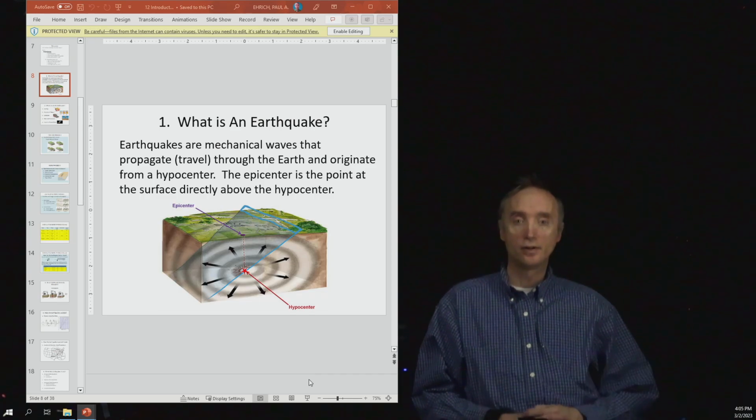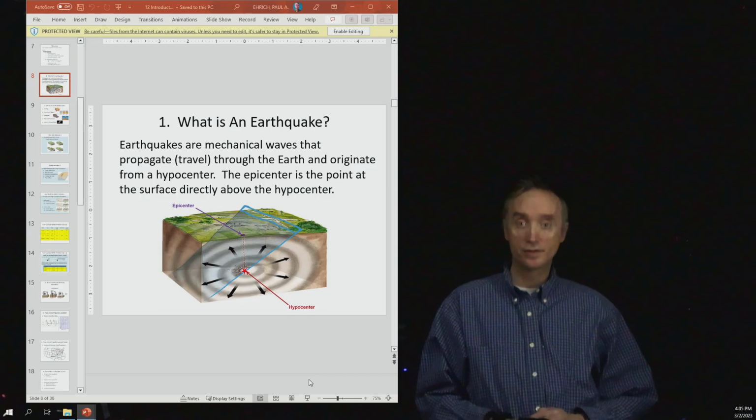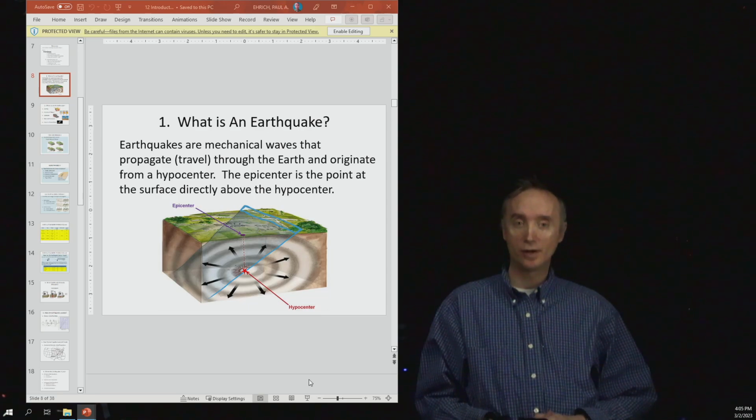Okay, so first of all, let's talk about what an earthquake is. Earthquakes are mechanical waves. Let's first define what we mean by a mechanical wave. There are essentially two types of waves: mechanical waves and electromagnetic waves.